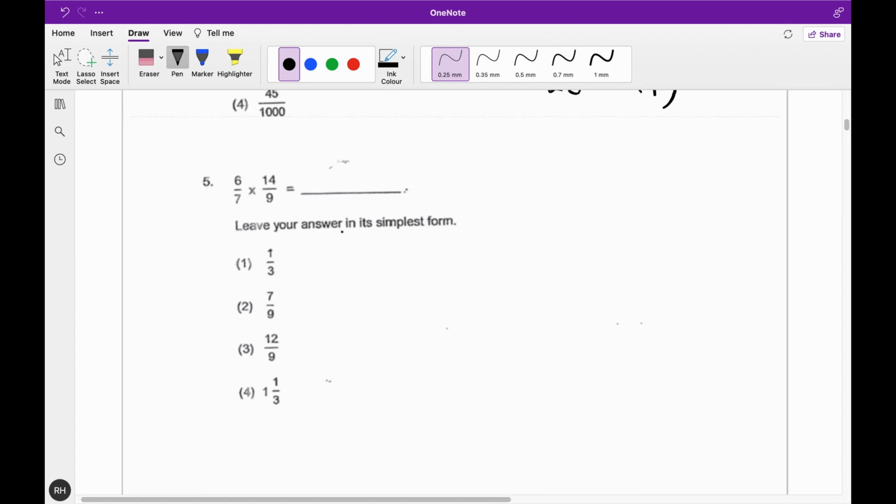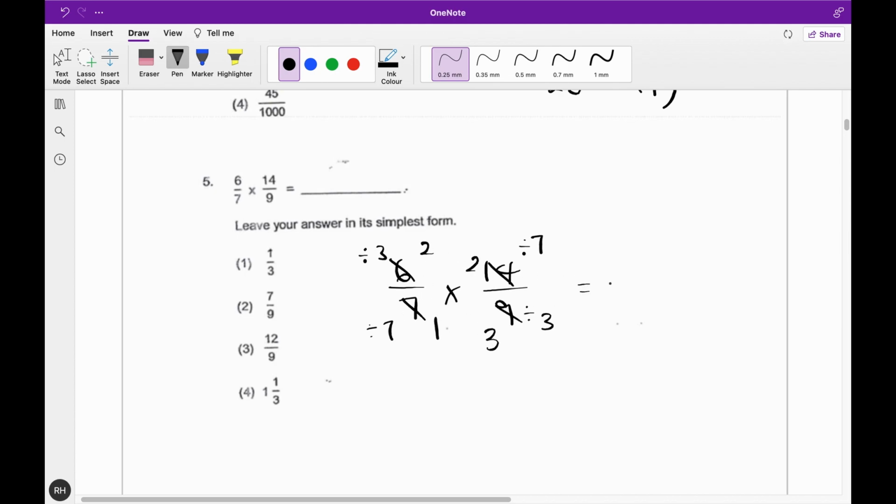Question 5. 6 out of 7 times 14 out of 9 equals to, leave your answer in the simplest form. So first we have 6 out of 7 times 14 out of 9. We can cross simplify. Here we can divide by 3, divided by 3. 6 divided by 3 will have 2. 9 divided by 3 will have 3. And then we can cross simplify 7 and 14. We can divide by 7, divided by 7. 14 divided by 7 we have 2. 7 divided by 7 we have 1.